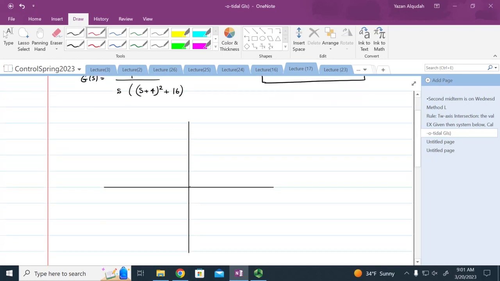Where are the poles? We have a pole at the origin. And the second pole, the roots of this, is -4 plus or minus J4. 1, 2, 3, and 4. So we have a pole here. And we have a pole here. Good? How many branches is the root locus going to have? 3.